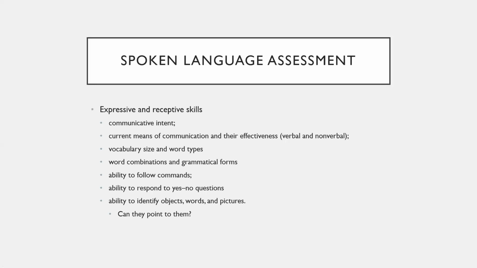We also look at the current means of communication and their effectiveness, and that could be verbal or nonverbal. It's kind of a review of what we just said. We also want to look at a person's vocabulary size and the word types that they're using. We also want to consider the word combinations and if there are grammatical forms in place.